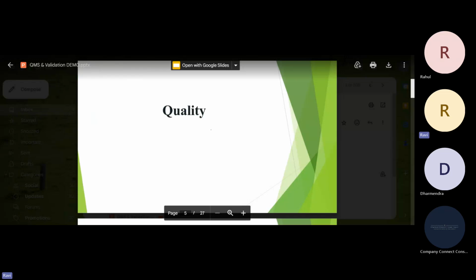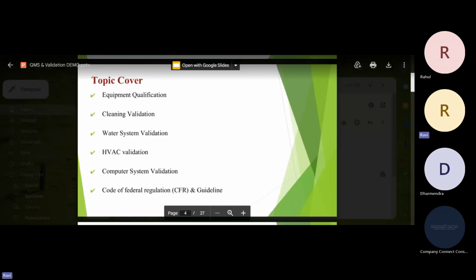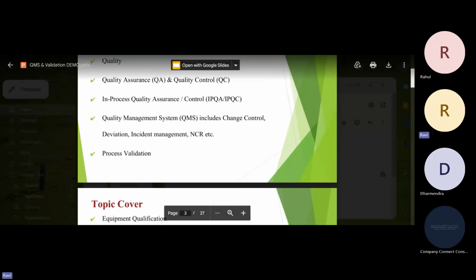So these are the topics we are going to cover. We will see one by one what the contents are inside each particular heading.